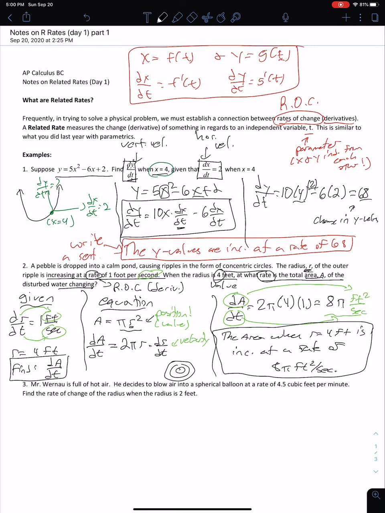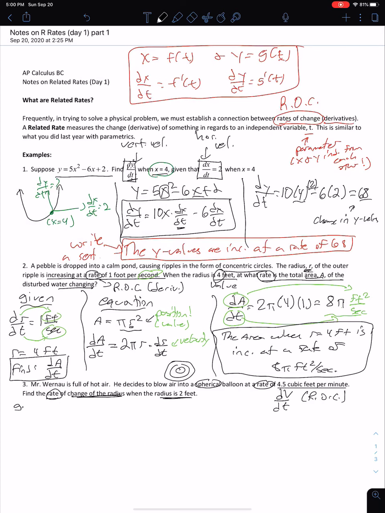He decides to blow air into a spherical balloon at a rate of 4.5 cubic feet per minute. Now, we're talking about a sphere, but if you notice right here where it says 4.5 cubic feet per minute, this is a volume, but it is a rate. So this is our change in volume with respect to time. Again, this is a rate of change. We want to find the rate of change of the radius when the radius is 2 feet.